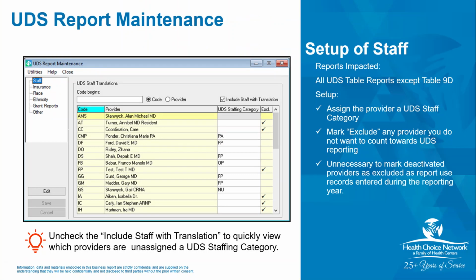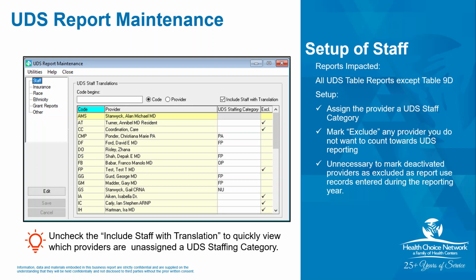From the UDS Report Maintenance staff page, you can assign or edit the UDS staffing category associated with each provider, as well as set which providers are excluded from the UDS report. You do not need to exclude providers whom you have deactivated in prior years, as the UDS dashboard reports will count only those encounters that occurred during the reporting period.